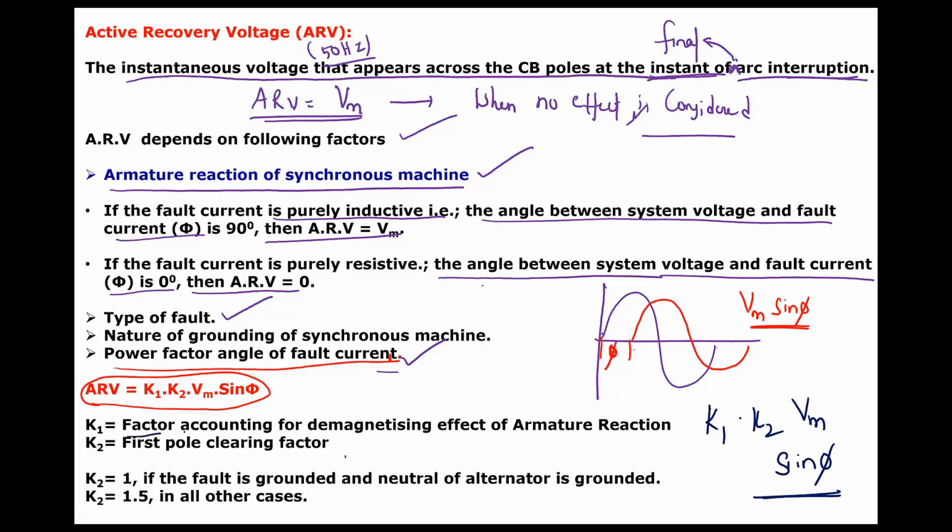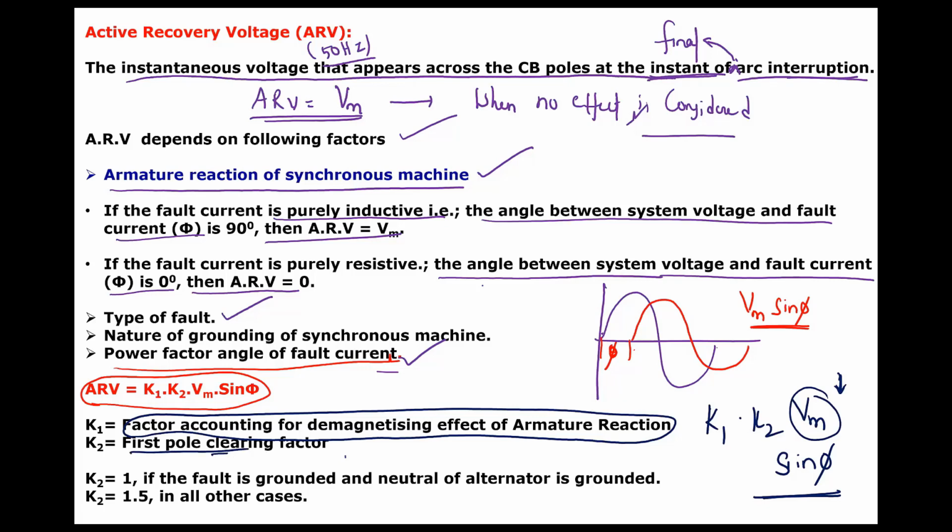K1 is the factor accounting for the demagnetizing effect of armature reaction. Because of fault, there is severe demagnetization. This demagnetization will reduce the induced voltage in the alternator. So your Vm value will be decreased if we consider the demagnetizing effect of armature reaction.